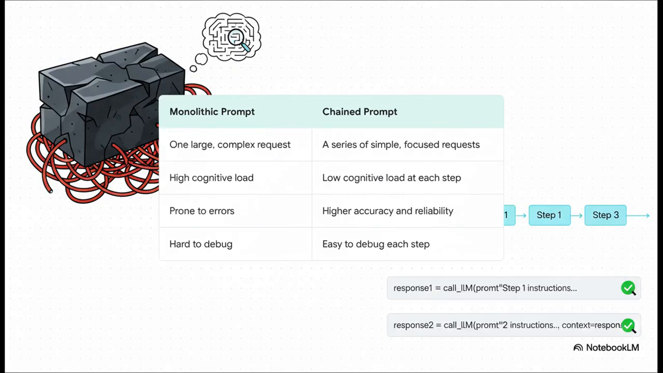And the difference between these two approaches is night and day. A monolithic prompt is a total black box. When it fails, you're kind of left guessing why. But with a chained prompt, each step is this transparent, testable little unit. This is huge. It not only boosts your accuracy by reducing the cognitive load at each stage, but it makes debugging incredibly simple. You can pinpoint the exact link in the chain that's giving you trouble.